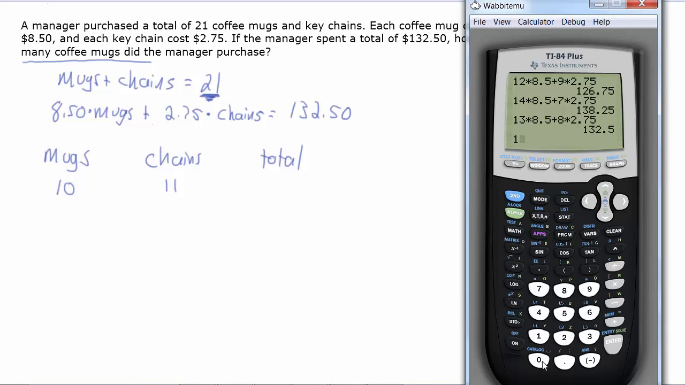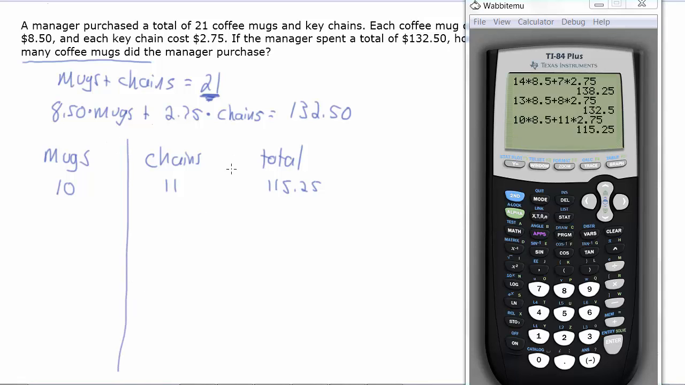So 10 mugs times $8.50 per mug plus 11 chains times $2.75 per chain gives us a total of $115.25. So that's our starting guess. Now it's too low. We need $132.50 to be our total. And I know that the mugs cost more than the chains, and since we want our total higher, I'm going to pick more mugs. So let's pick 12 mugs, which means I must have 9 chains.